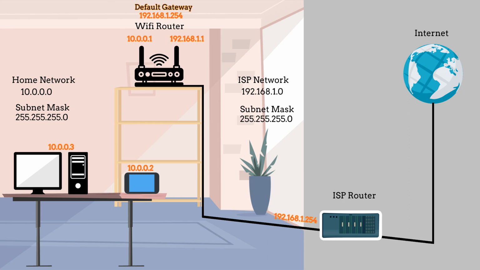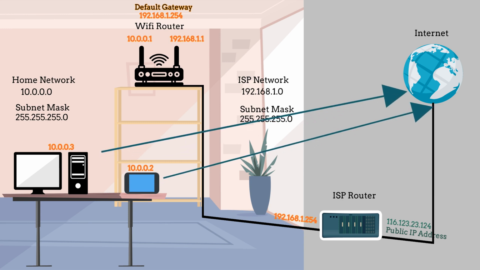Similarly, the ISP's router has two IP addresses, as it connects two networks, the private network with the IP address 192.168.1.254 and the public network, with a public IP address 116.123.23.124. This public IP address gives the ISP's router and, by extension, our home network access to the Internet.